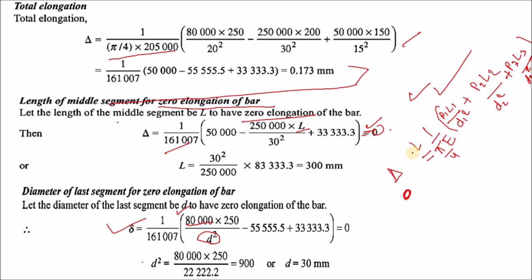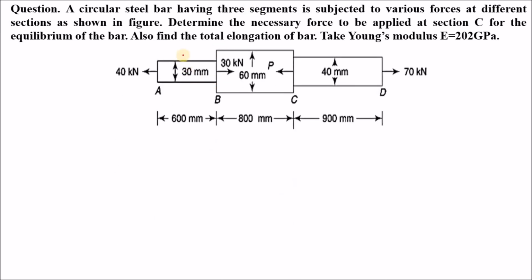Okay. Next question: a circular steel bar having 3 segments is subjected to varying force at different sections as shown in the figure. Determine the necessary force to be applied at section C for the equilibrium of the bar. You need to find out this load P. Also find the total elongation of the bar. Take E equal to this much. Okay, no problem. We can find out this P.